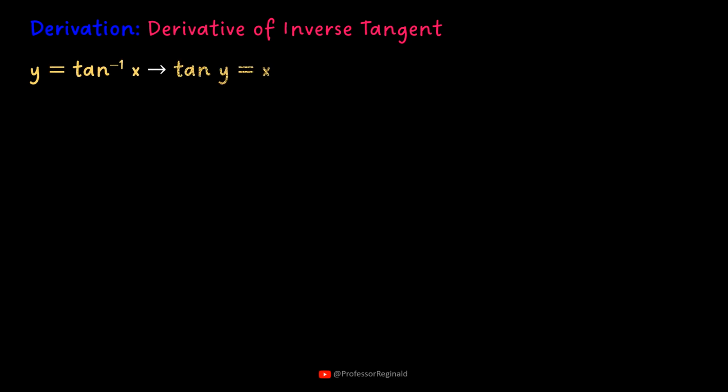Derivation of the derivative of the inverse tangent function. Let y equals the inverse tangent of x, which means that the tangent of y is equal to x. Take the derivative with respect to x of each side of the equation. Apply the chain rule as in the previous derivation.